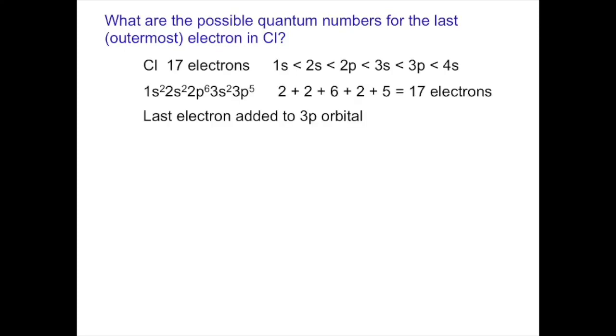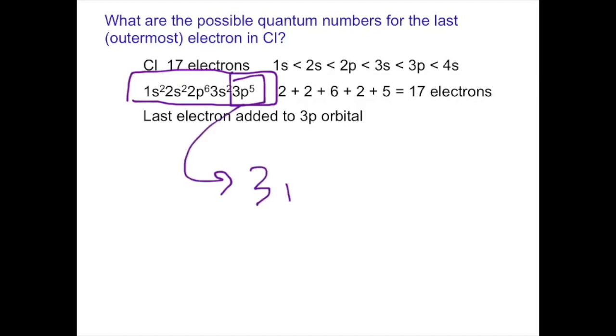So chlorine has 17 electrons. Now, when you do the electron configuration of it, it'll come out to be something like this. And so when you do this, you'll see that the last electron is added to the 3p orbital. So that's the one we're going to deal with. We're going to deal with the 3p. So now we just have to think of the quantum numbers for the 3p orbital. So we've changed our question in a way to the question we actually need to answer.